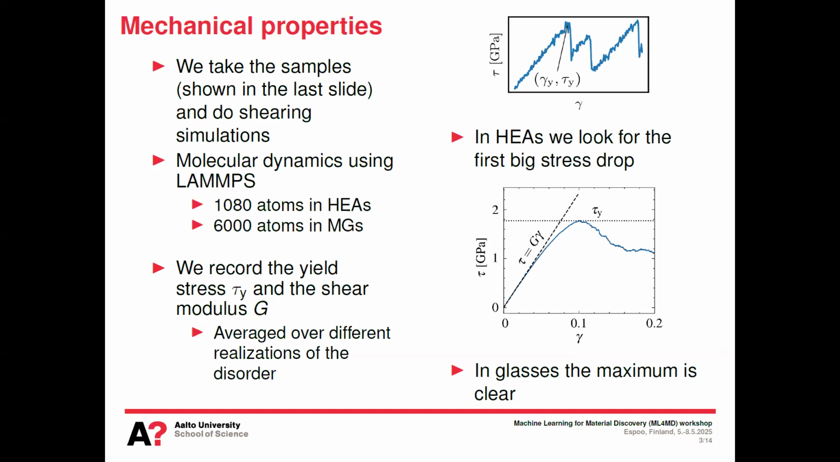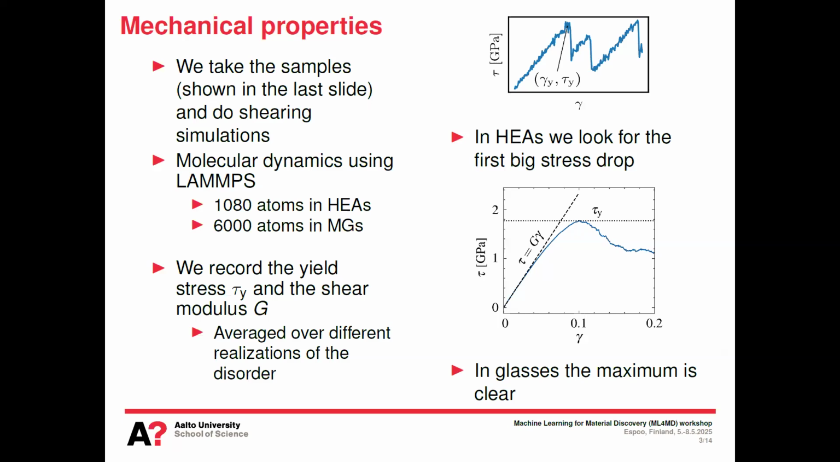What we are interested in is the yield stress, tau, and also a bit the shear modulus. So if you look at the high entropy alloy stress strain curve when you do the shearing, first you have linear response, and then we look at the first big drop, and we say, okay, just before it dropped, here we had the maximum stress, and we call this the yield stress, and we also take the yield strain, and the slope of the beginning part is the shear modulus. And we do this for 100 realizations of the disorder, so we make different realizations and average the yield stress over these.